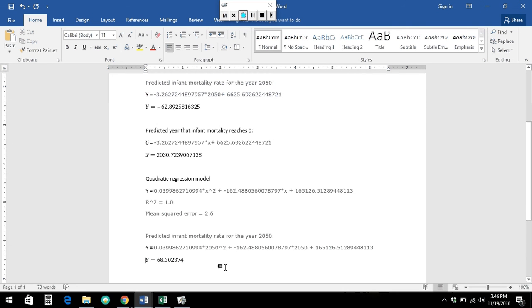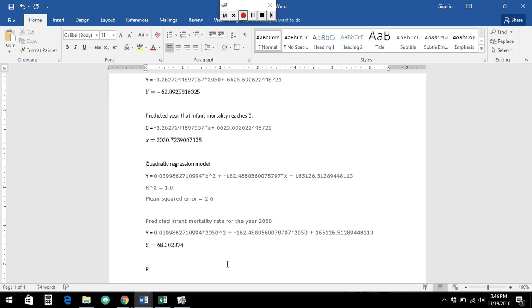The main reason for that is because our quadratic model fit better than our linear model. So this should be a little bit better prediction for what really the infant mortality rate should be in the year 2050. All right, the other thing we're going to do is do the predicted year that infant mortality reaches 0.